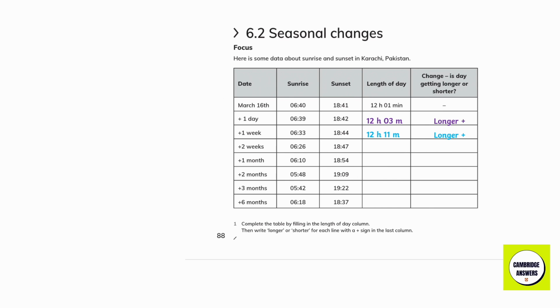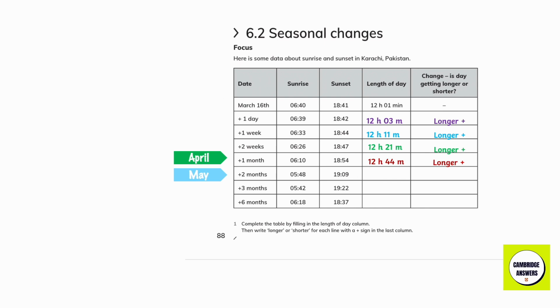March 16 plus 2 weeks, sunrise is at 6:26 a.m. and the sunset is at 6:47 p.m. The day is getting longer and the length of the day is 12 hours and 21 minutes. March 16 plus 1 month, sunrise is at 6:10 a.m. and the sunset is at 6:54 p.m. The length of the day is 12 hours and 44 minutes. The day is getting longer.